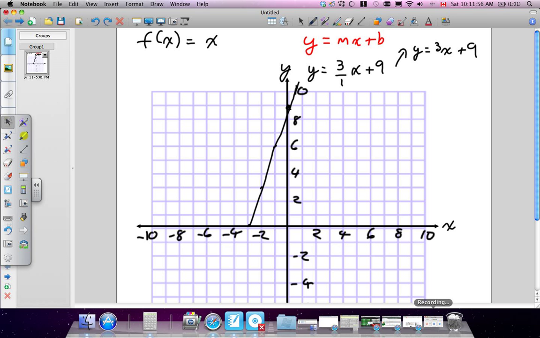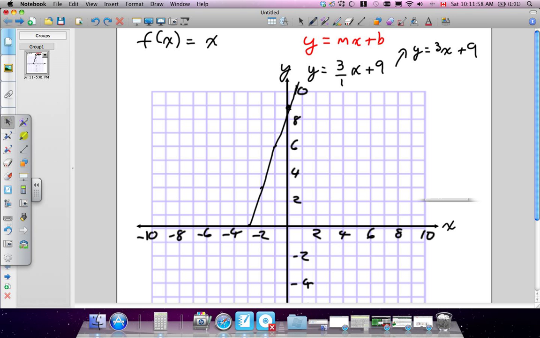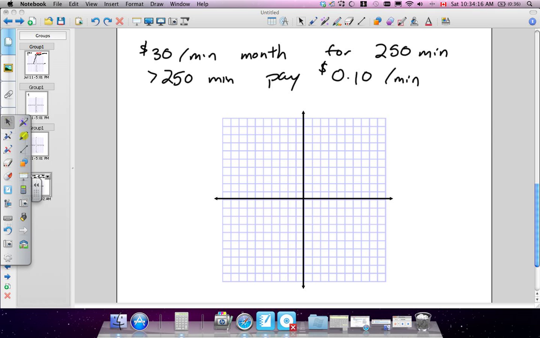Okay, so that's when you're doing linear ones. So try to figure out what the slope and y-intercept of that line would be.